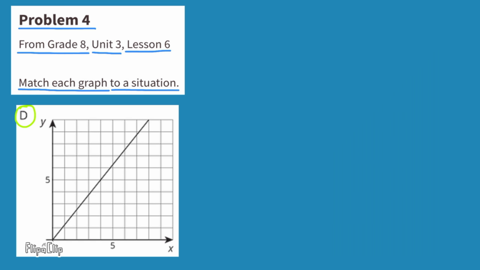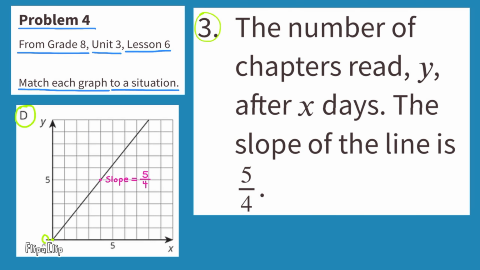Let's look at graph D. Graph D has a y-intercept at the origin, so the y-intercept would be 0, and the slope is 5/4. So we're looking for a situation that has either the y-intercept of 0 or a slope of 5/4. The slope of the line is 5/4 for situation number 3. Graph D matches up with situation number 3.